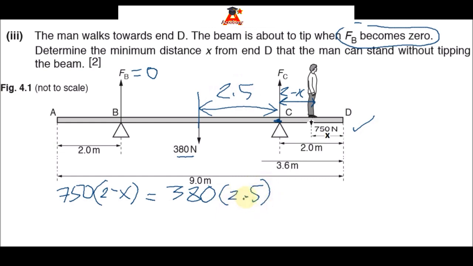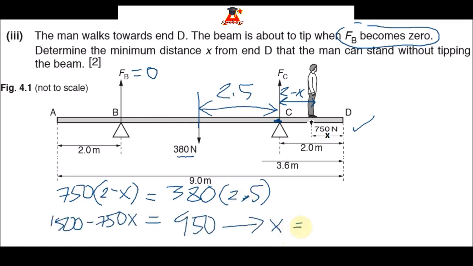380 times 2.5. Right, so that will give us x equals 0.733 meters. Since we have been given our answers in this case to two significant figures, this becomes 0.73 meters. Right, this is to two significant figures. So that is our answer there.